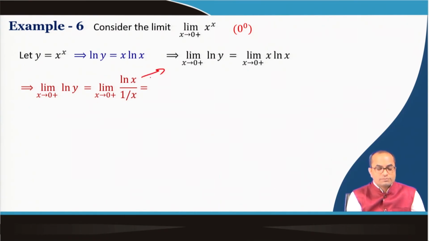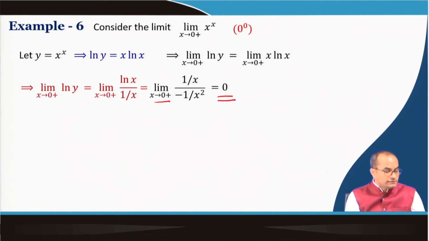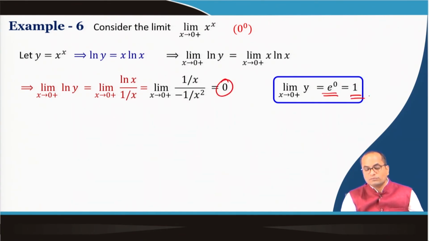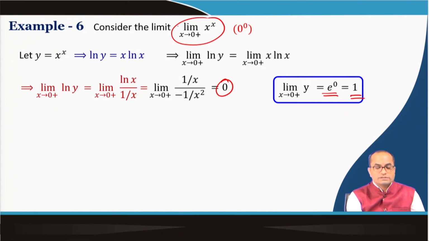So if we apply the L'Hopital rule there, 1 over x and then here minus 1 over x square, and x will go to the numerator then, and x goes to 0. So we have this limit 0, and then getting the limit for the y, it will be e power this limit 0, and we have that 1. So the desired limit for this x power x when x goes to 0 is 1.